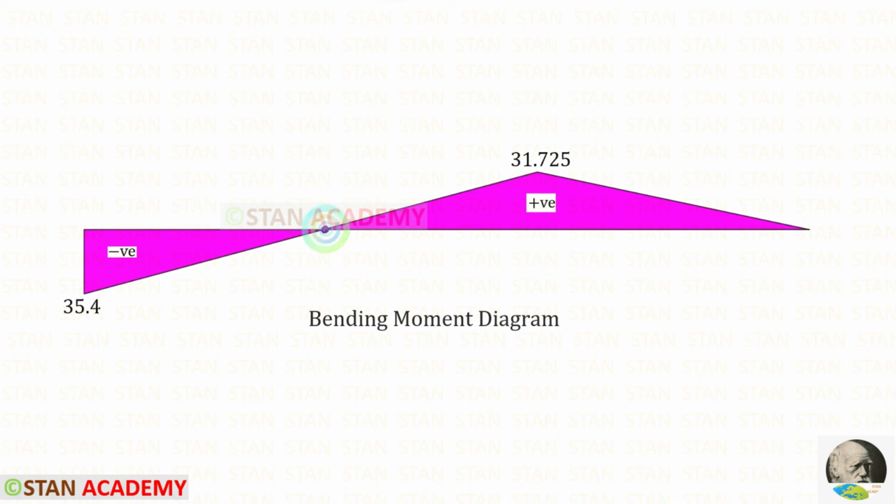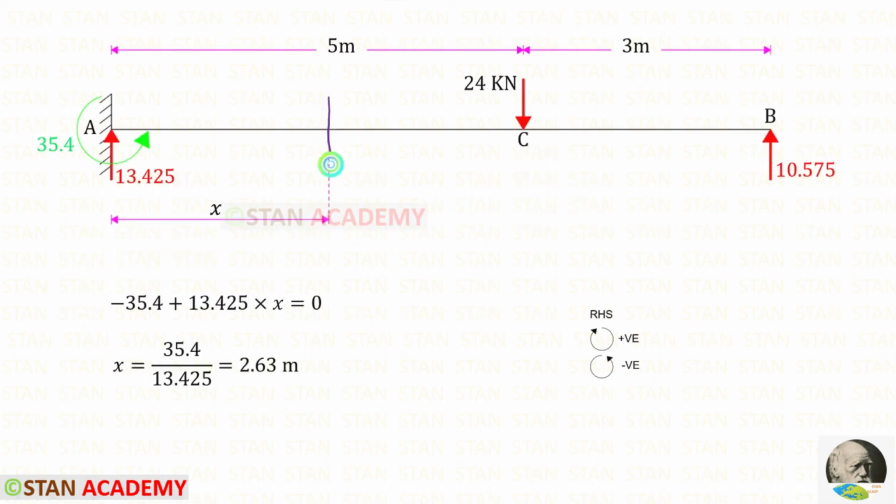In this point, the moment becomes 0. This is the point of contraflexure. We can make a section in this point and find the distance. You can see that I have made a section in that point at a distance of x from the point A. We know that in this section the moment is 0. Using that concept, we can find x.